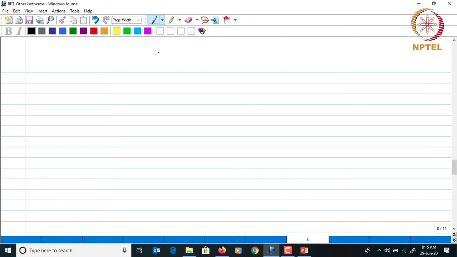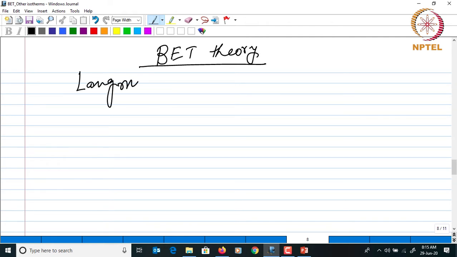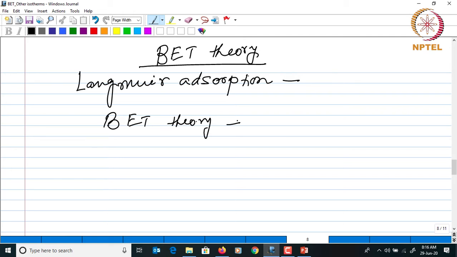So the BET theory is an extension of the Langmuir isotherm or the Langmuir adsorption theory, in the sense that the BET theory considers build-up of multilayers, while the Langmuir adsorption theory talks about the formation of a monolayer.